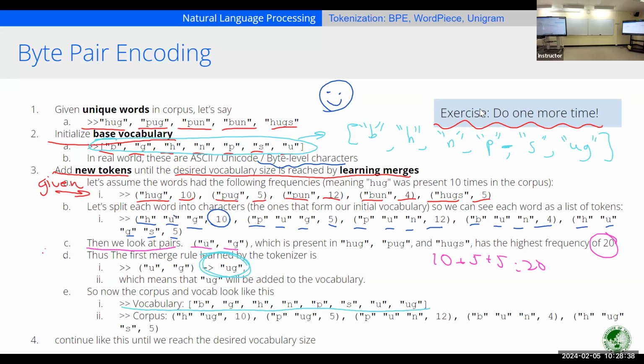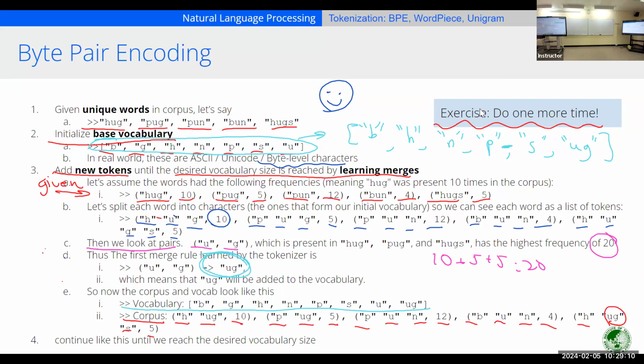So here the vocabulary looks like this. Now, based on this vocabulary, we continue. Now the corpus becomes like this: H UG 10 times, correct? You change because now you don't have U and G, you have UG. And then PUG 5, PUN 12, BUN 4, HUGS 5.